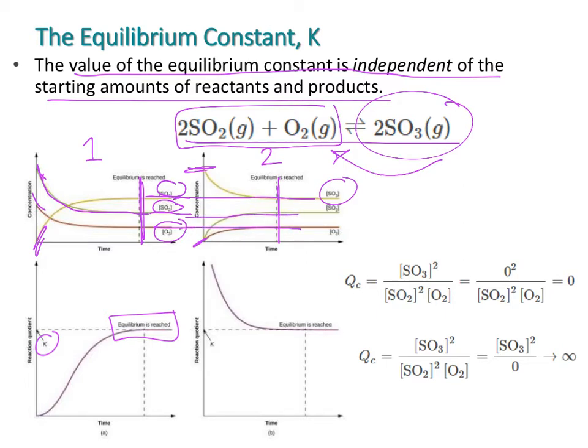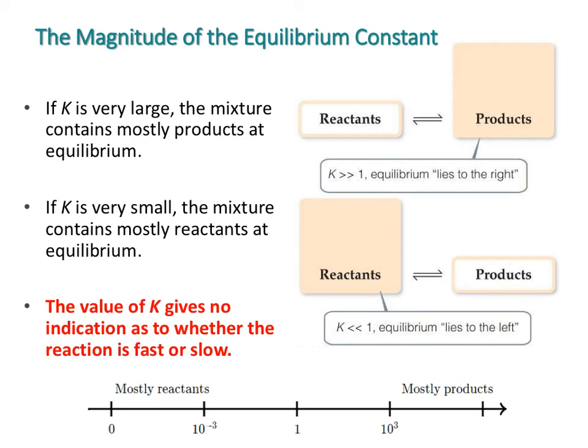So those equilibrium concentrations, regardless of whether you started with a bunch of reactant and you're going towards the product, or if you started with a bunch of product and then you were making the reactant, so you were going reverse, it doesn't matter. Those concentrations stay the same. So does the equilibrium constant. The equilibrium constant, again, is independent of how much you start off with of reactant and product.